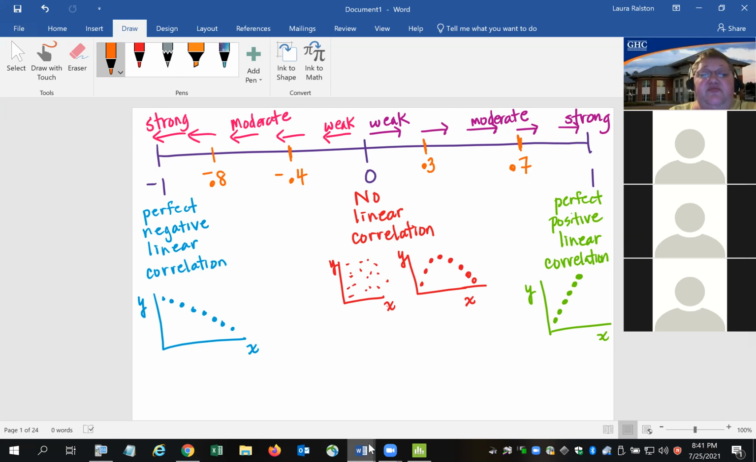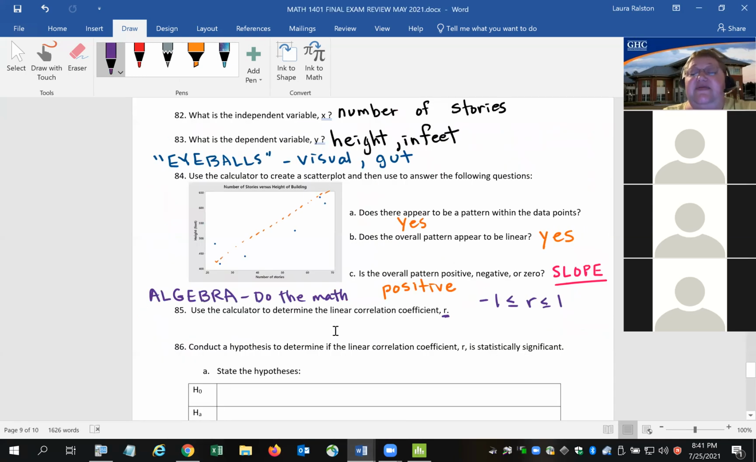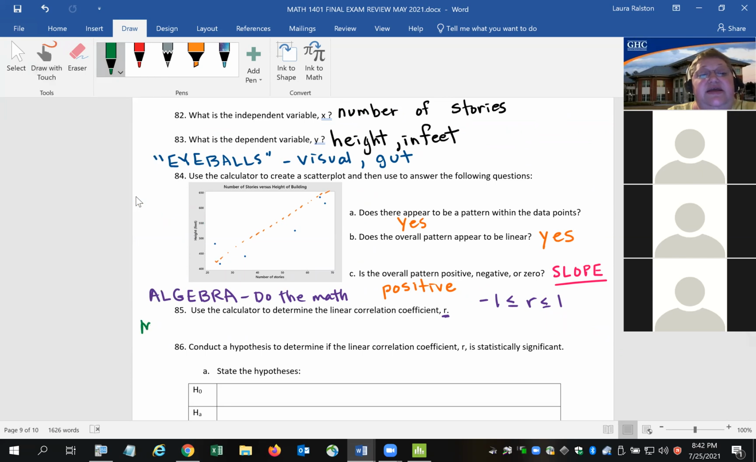Okay, so hopefully that'll help you for some of you that were having trouble. But we're going to do the math. Well, to do the math, we need Minitab. So we use Minitab to calculate R. We're also, at the same time, I'm going to show you how to create the scatter plot, because I don't think it does it for you on the final, and you'll have to create one.